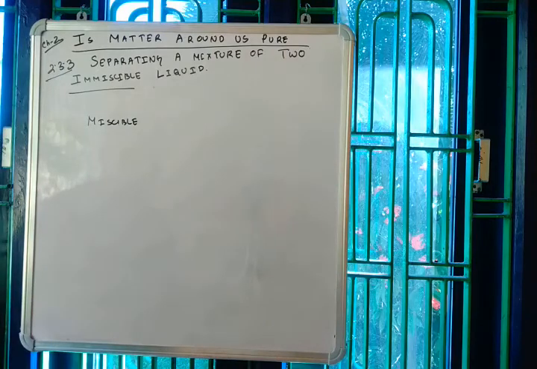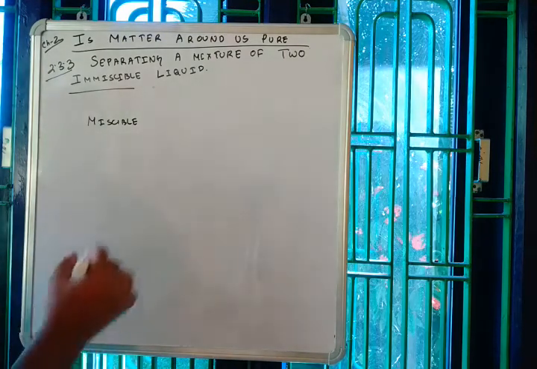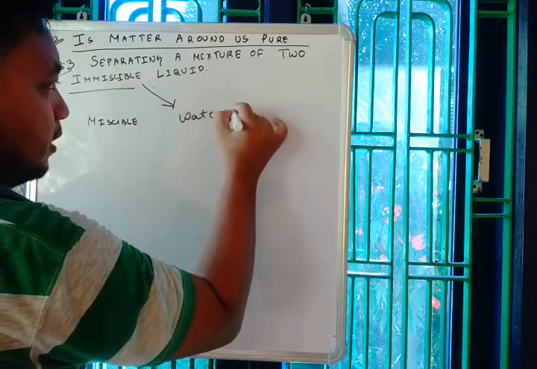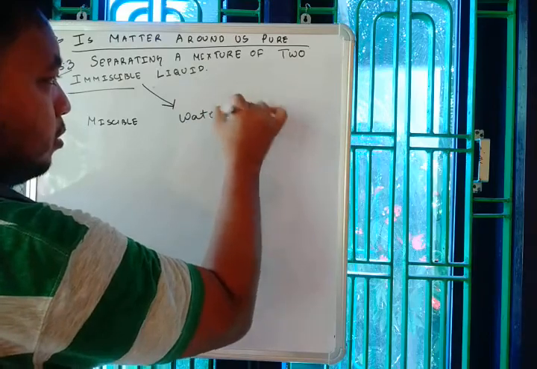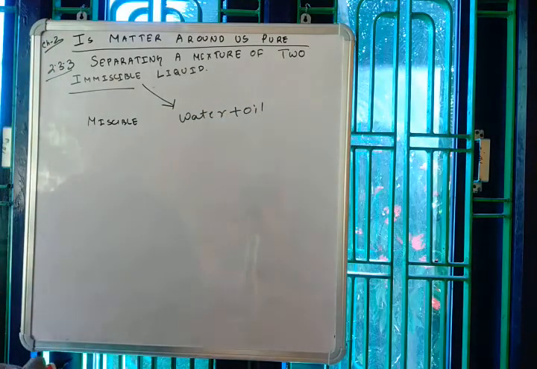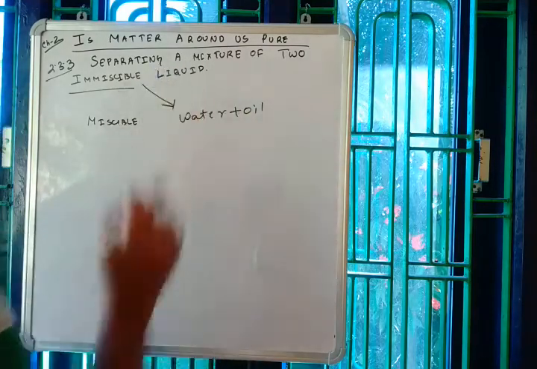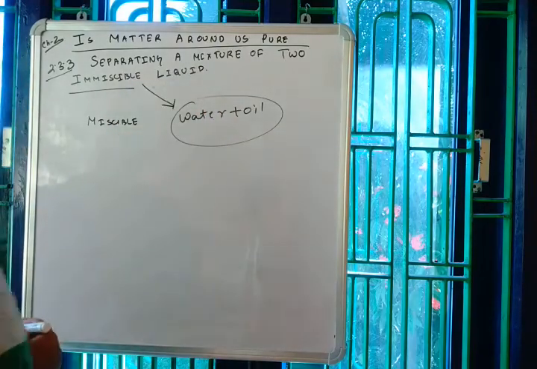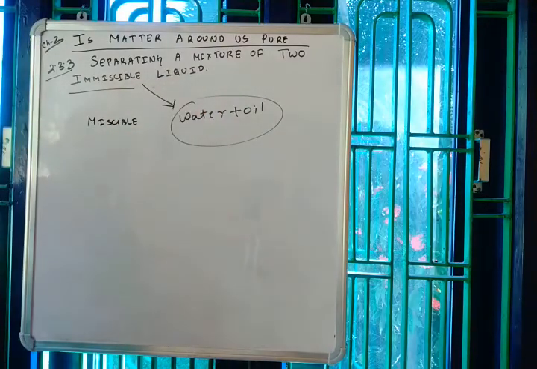There is a saying that oil and water can never mix. So like that, water cannot mix with oil on its own. Be it kerosene, be it diesel, be it petrol, be it mustard oil, be it refined oil or any oil, water will never mix with oil. So this kind of liquids are called immiscible liquid.